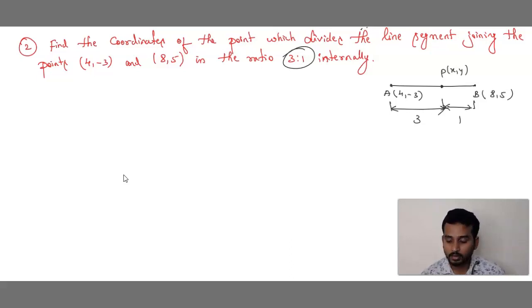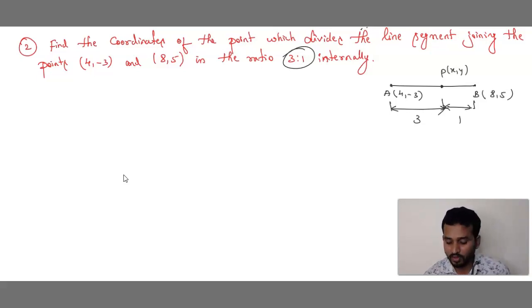And one is P to B. See, whenever you get the word called 3:1 ratio, whenever in the question a ratio is given, then that is section formula. Remember this logic. Whenever they are asking you to find the ratio, or they have given the ratio, which formula should we use? Section formula. Is this clear?